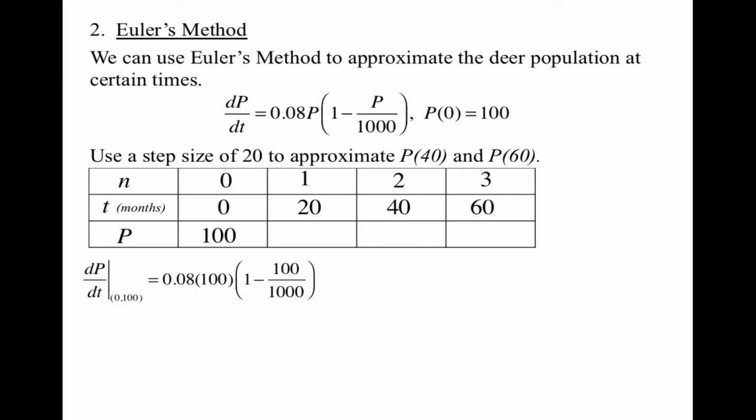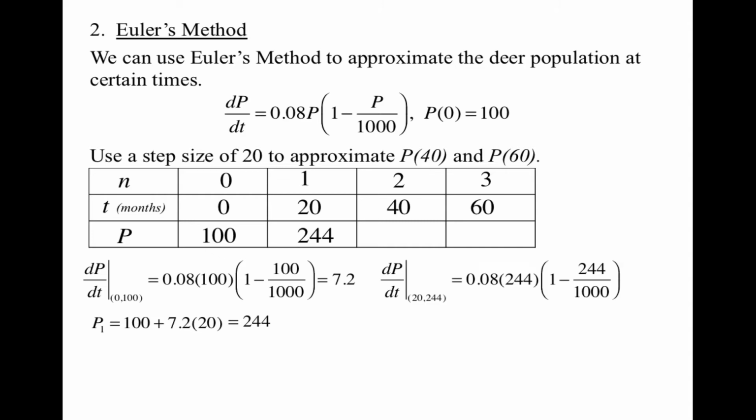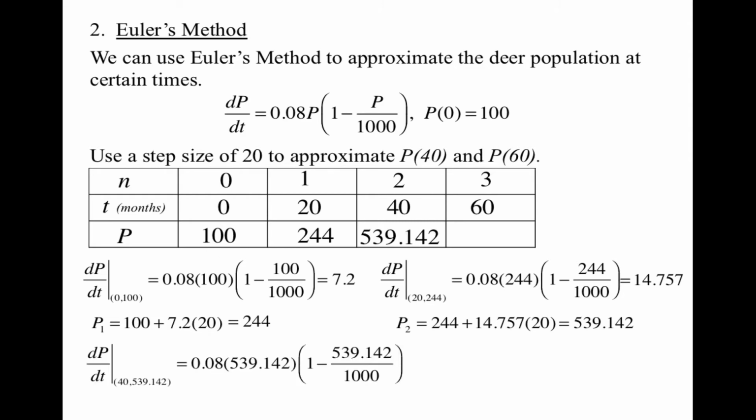So we're first going to find the rate at (0, 100), which I get 7.2. Find the population at that rate, which is 244. Now I'm going to do it again using the new point. Get a rate of 14.757. Get a population of 539.142. And when you're doing this in your calculator, make sure you're storing the values. And then one more time, get a rate of 19.877 and a population of 936.691.